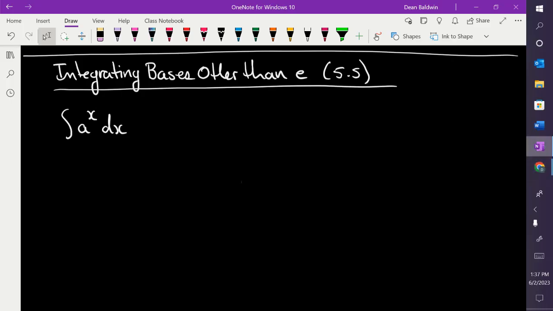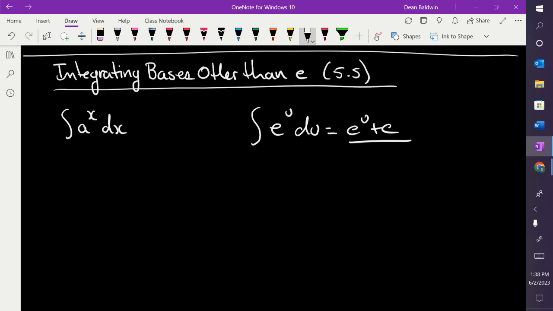Okay, here we go. So base other than e. We know how to integrate the only base we know how to integrate, e to the u du. What's the integral of e to the u du? E to the u plus c. We know how to do that. We don't know how to do a base that is not e. So we need to turn this a to the x into base e, into this integral.